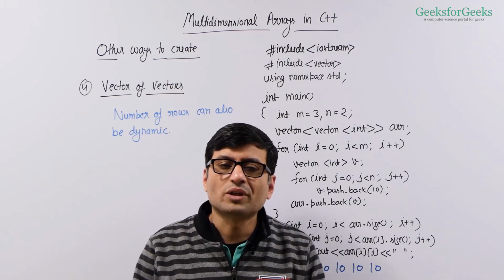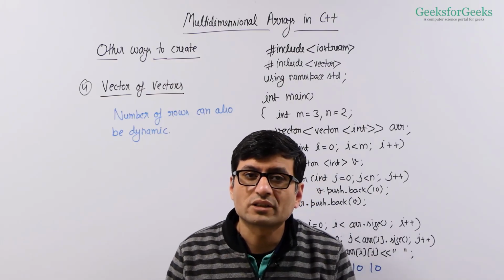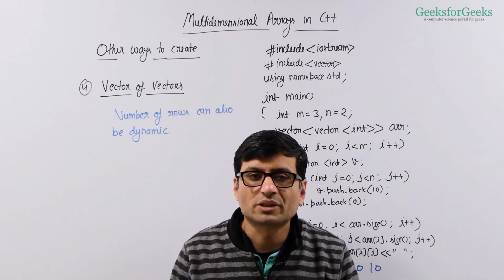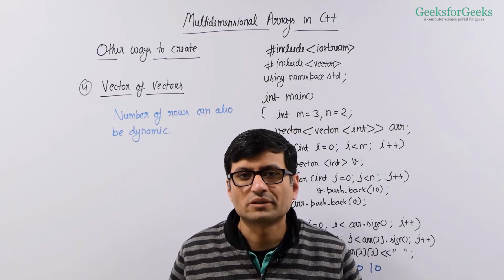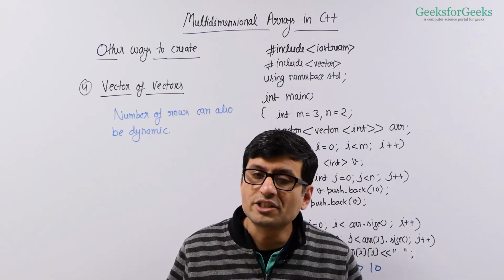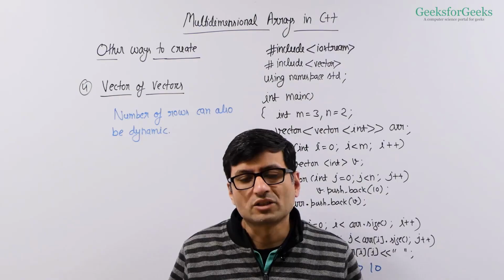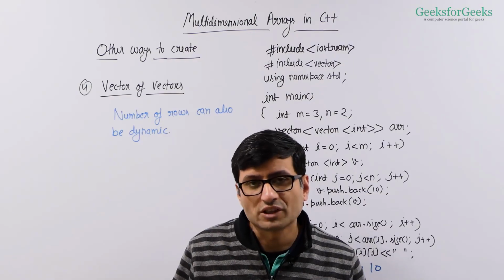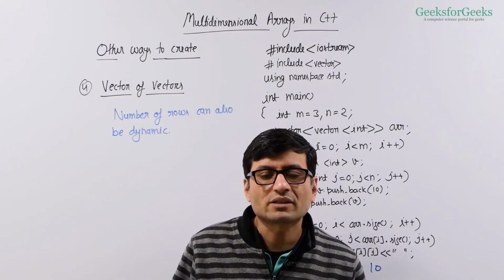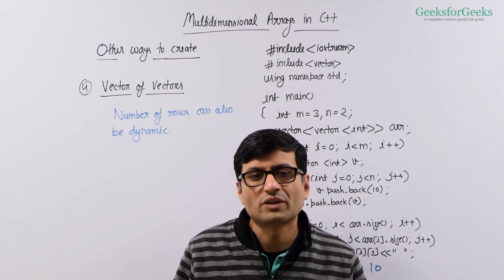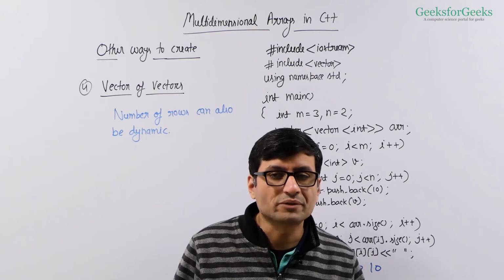Let us now talk about method 4. In this method, we create a vector of vectors. The main advantage of this method is that the number of rows can also be dynamic. We can dynamically add and remove rows in this method. So this method has this additional advantage. Other points of this method are the same as method 3. It is not as cache friendly as the first method, which is our original method, and it is easier to pass vectors or 2D arrays to functions. We'll talk about 2D array passing in a separate video.